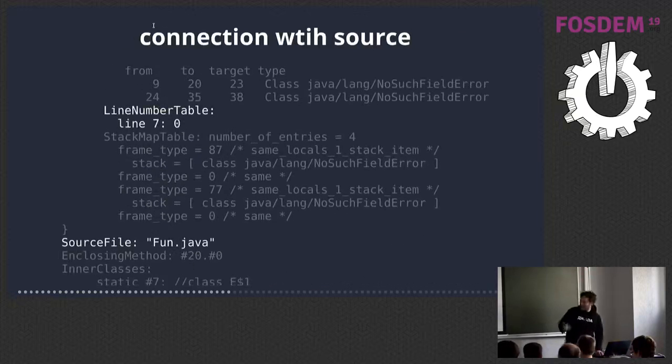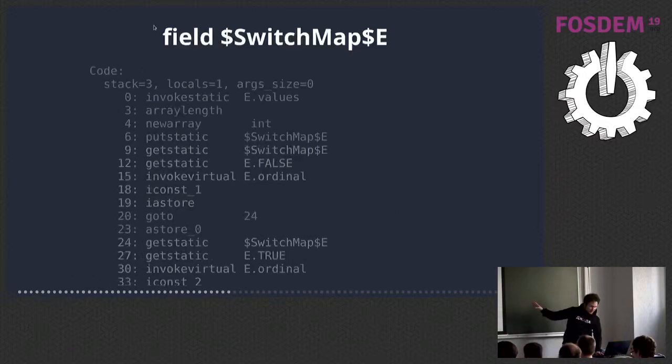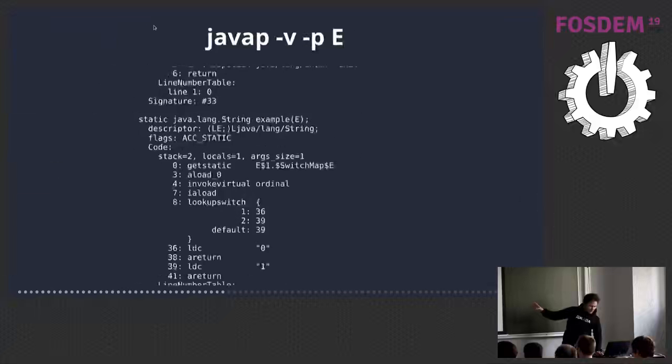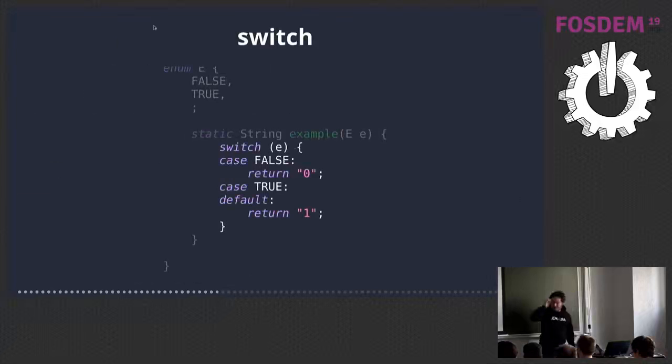Again, a little connection with the source. We could notice that this generated class has a connection with the source file. It maps back. Let's scroll a little bit. It maps back to the line of the switch. So for each switch on an enum, the Java compiler generates a synthetic class.